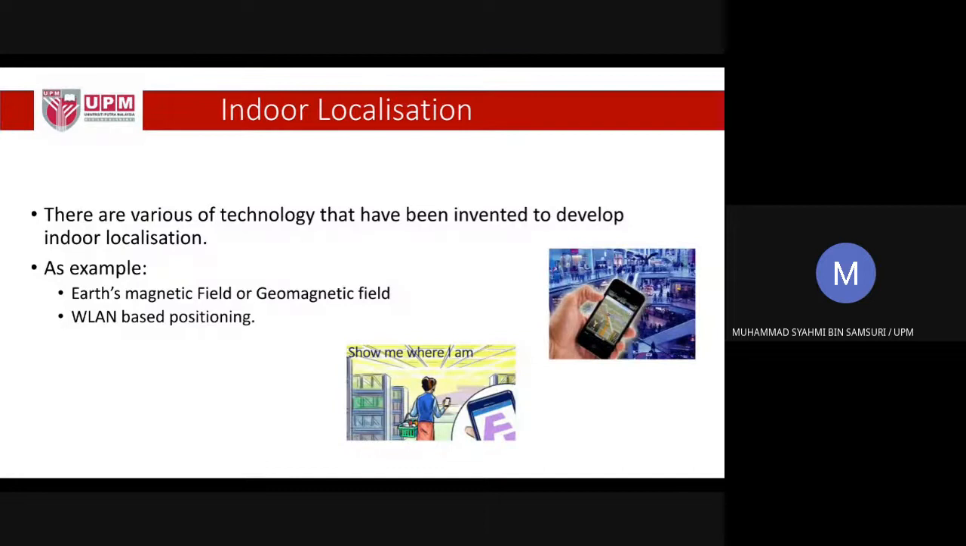For indoor localization, various types of technology have been invented. For example, using a geomagnetic field, which is the Earth magnetic field, Wi-Fi based positioning, and another one is RFID positioning.